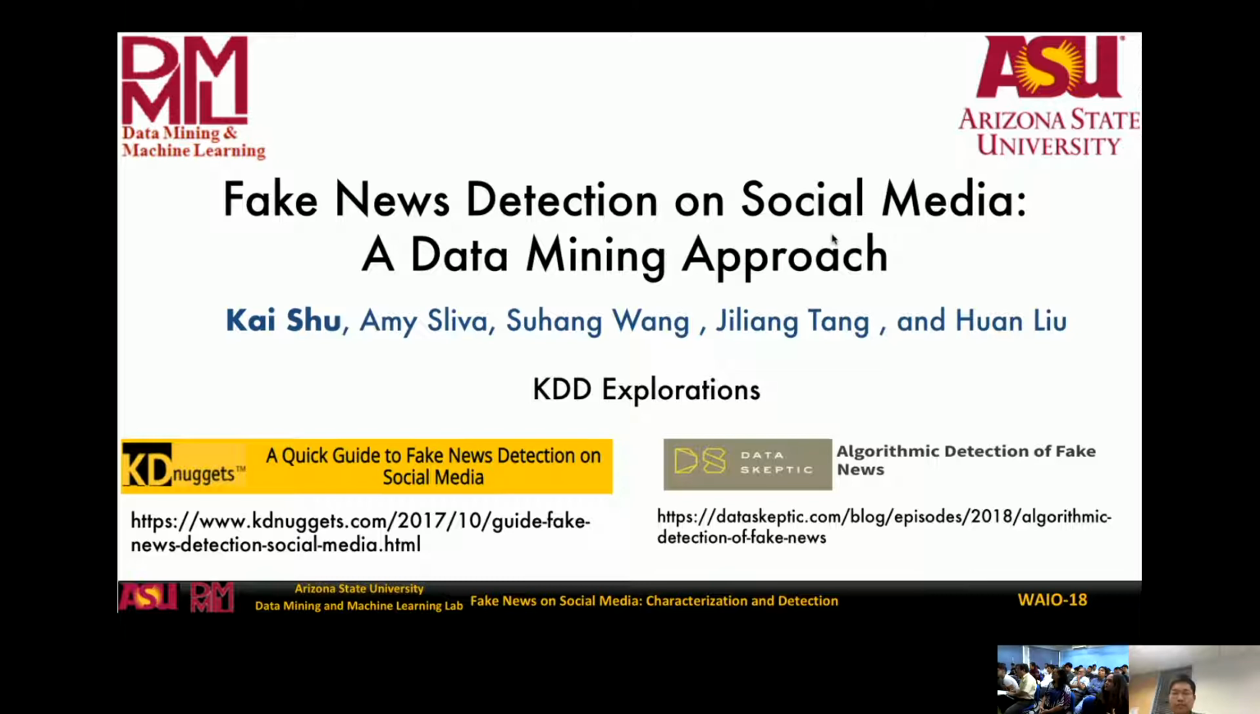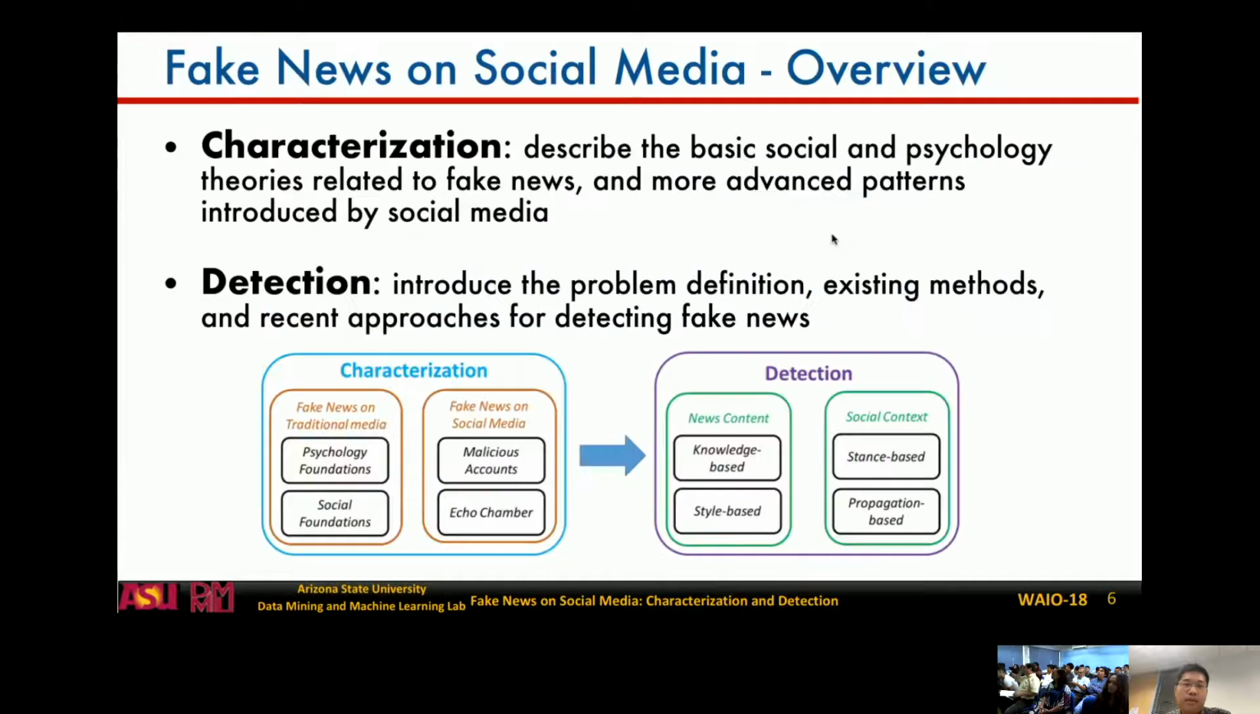So basically, this survey paper gives a comprehensive overview of the fake news problem. We try to characterize fake news: what are the essential psychological and social foundations that make fake news such a big issue? And we also discuss fake news detection methods. So next, I will briefly go through some very interesting aspects from the characterization and also from the detection point of view.